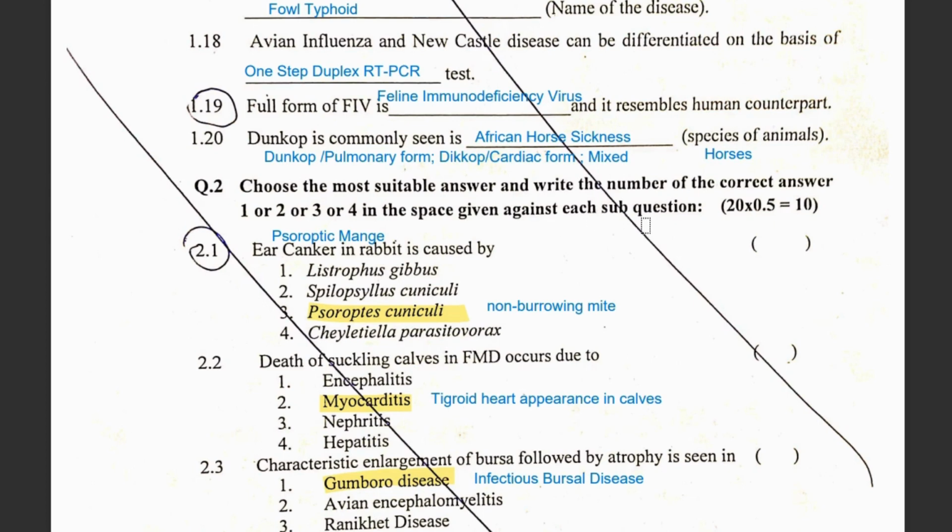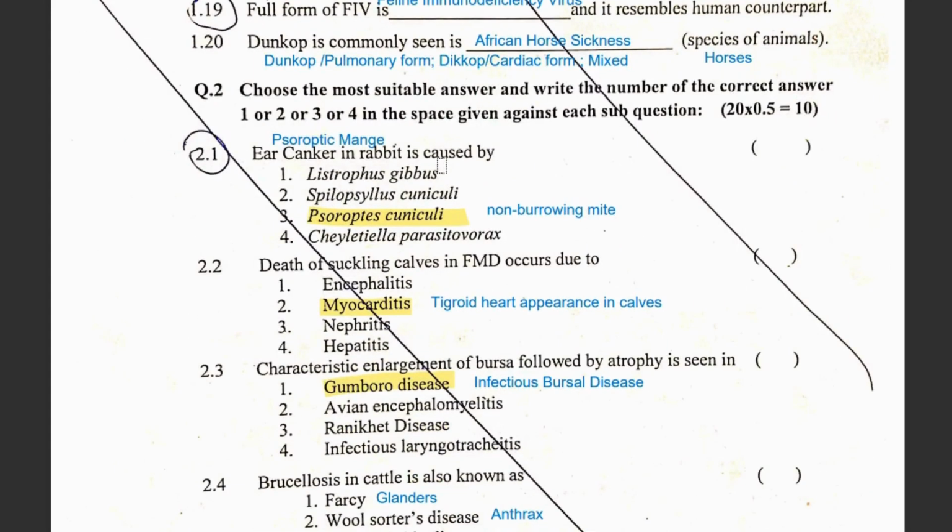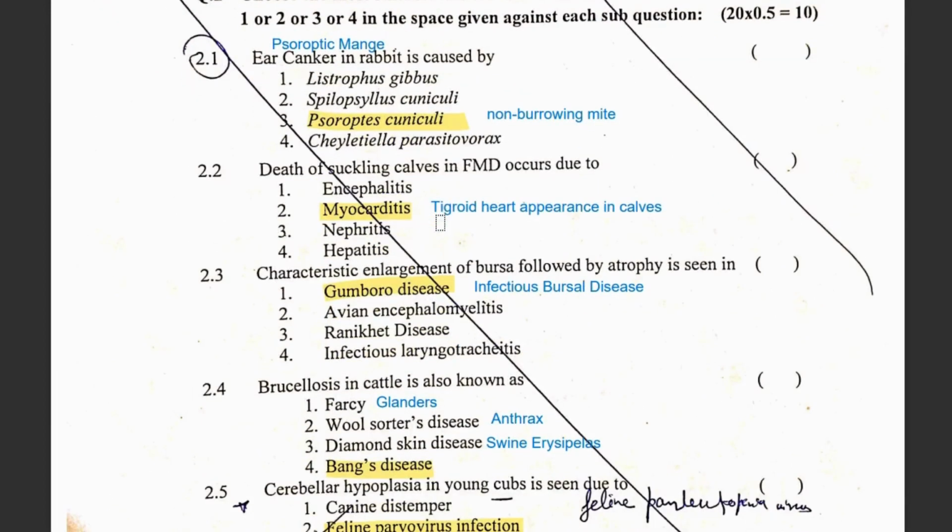Now let's move on to the MCQs. Ear canker in rabbit is caused by Psoroptes cuniculi. Psoroptes cuniculi is a non-burrowing mite, and ear canker is also known as psoroptic mange. As you can see by the name, it is species specific, that it only affects rabbits.